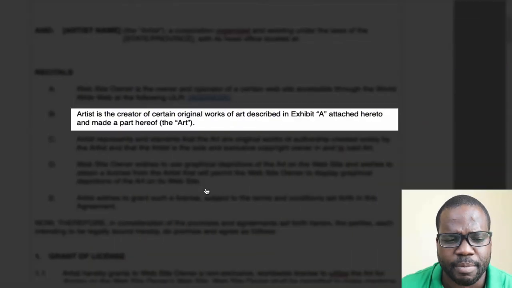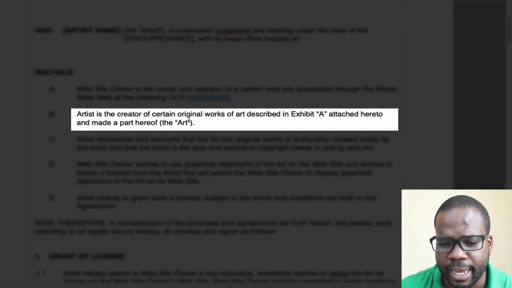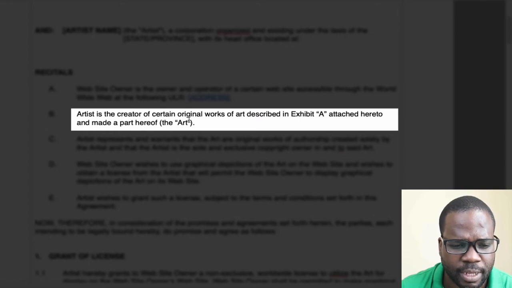Another example is, artist is the creator of a certain original work, defined in Exhibit A, attached hereto and made a part hereof, for the art. So you need to make clear what the art is. If you do not do that, then this is going to be a problem. You can make that clear in the agreement, but also in Exhibit A, you can give a description of what it really is.